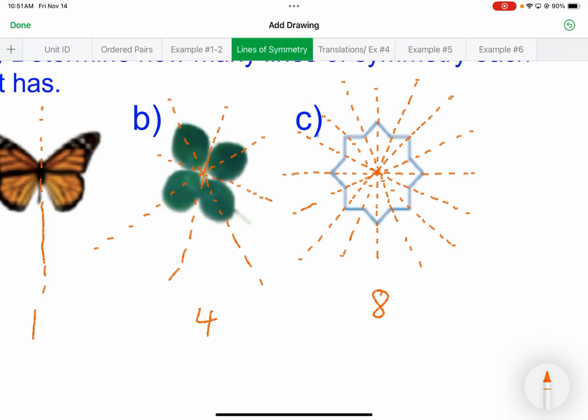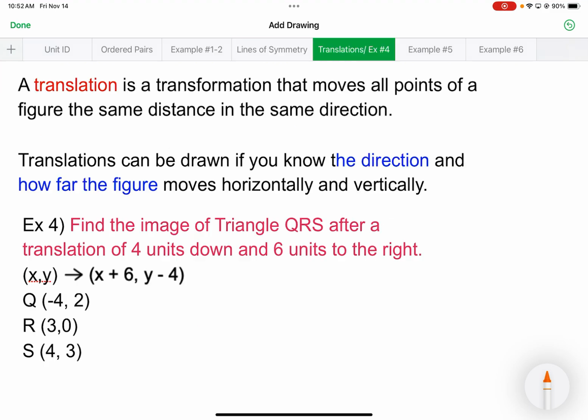Cool. Let's keep it moving. The next type of transformation we're going to talk about is something called a translation. So we did reflections. There are rules for that, and as long as you follow the rules, you'll find what those are. Translations allow us to take an object and slide or shift it in a direction: up, down, left, or right. A translation is another type of transformation.